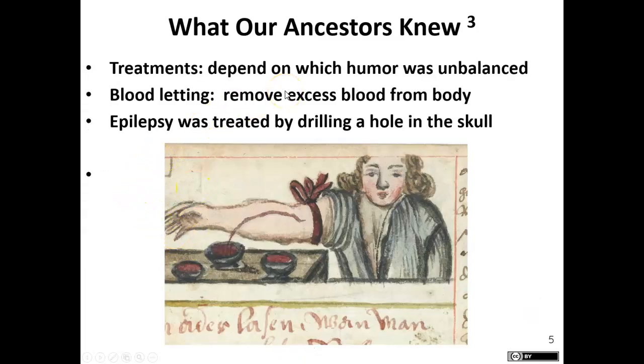So how did they get treated? Well, it depended on which humor was unbalanced. Some treatments would be associated with removal of one of the fluids. So bloodletting was an example. A lot of times when people were ill, they thought, well, you have too much blood, especially if your skin started turning red. That was a sign that you had too much blood, and so they would remove blood from your system.